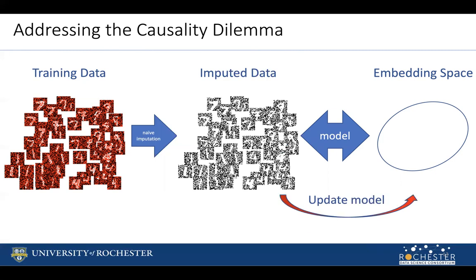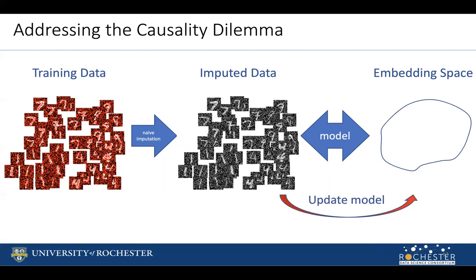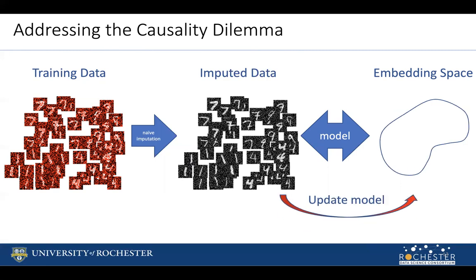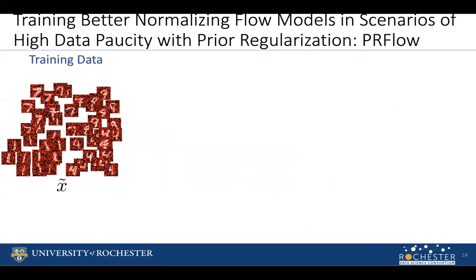As we improve the quality of the imputations, we can then improve the quality of the model. We continue this process iteratively until convergence is reached. Remember, this is a purely data-driven approach, so the quality of the resulting normalizing flow model may be lacking, particularly in high data missingness scenarios.